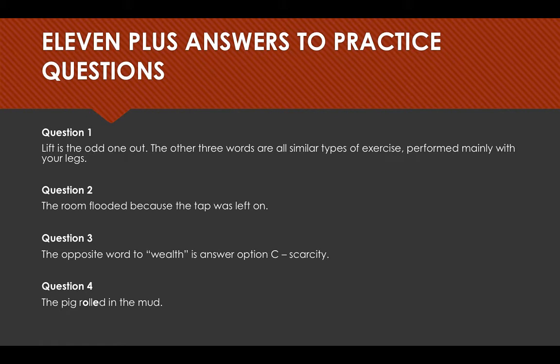So question 1, lift is the odd one out. So the other 3 words are all similar types of exercise, performed mainly with your legs. Question 2, you can rearrange the words to form the sentence, the room flooded because the tap was left on. Question 3, the opposite word to wealth is answer option C, which is scarcity. And finally, question 4, the pig rolled in the mud. So the letters O and E were missing.